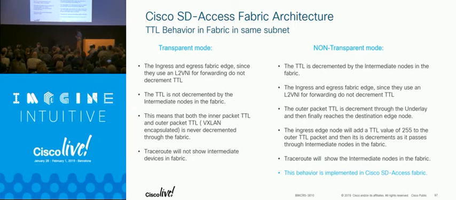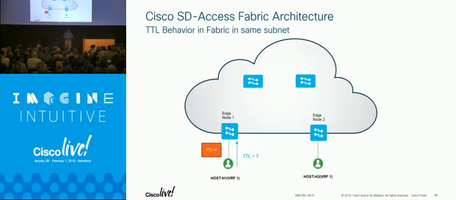So the mode we used in Cisco SD Access Fabric was the non-transparent mode, so that we can actually give you visibility into the underlay. But to ensure that your traffic isn't dropped because of TTL expiring, we did a couple of very unique things with TTL. So let's say you have host 1 and host 2 in the same subnet, and host 1 sends the packet with a TTL 7. The Fabric Edge node takes the TTL 7, copies the TTL to the inner packet, but then at the outer packet, it will add a TTL value of 255.